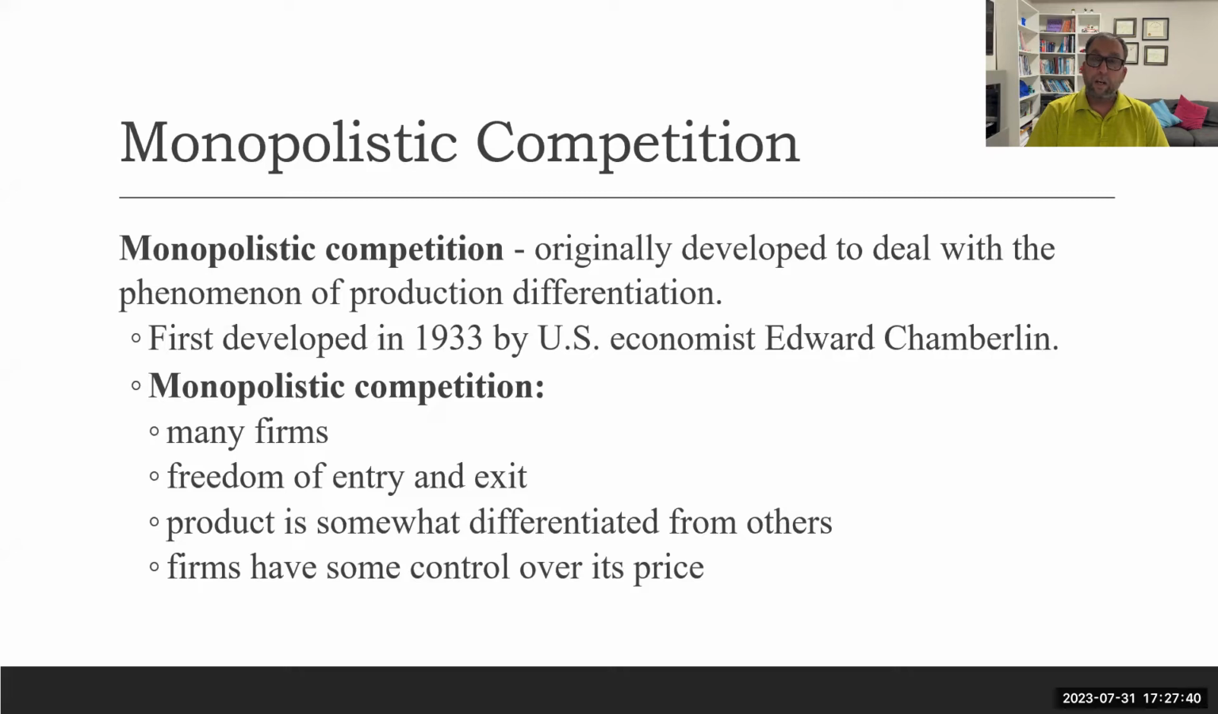Number one is many firms, like perfect competition. In monopolistic competition also, there are many firms. Freedom of entry and exit. That's again very similar to perfect competition. And the product is somewhat differentiated from others. That's a difference, that products are somewhat differentiated from others. But in a perfectly competitive market, the products are homogeneous. So that is the difference point.